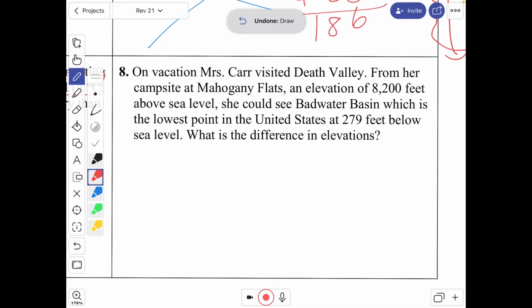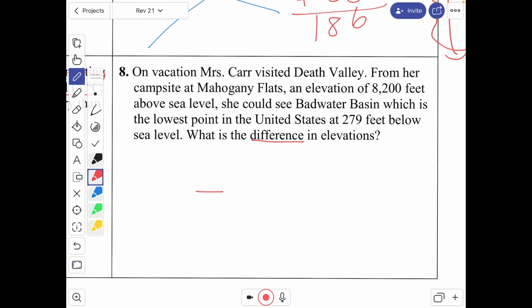Number 8. On vacation, Mrs. Carr visited Death Valley. From her campsite at Mahogany Flats, an elevation of 8,200 feet above sea level, she could see Badwater Basin, which is the lowest point in the United States, at 279 feet below sea level. What is the difference in elevations?